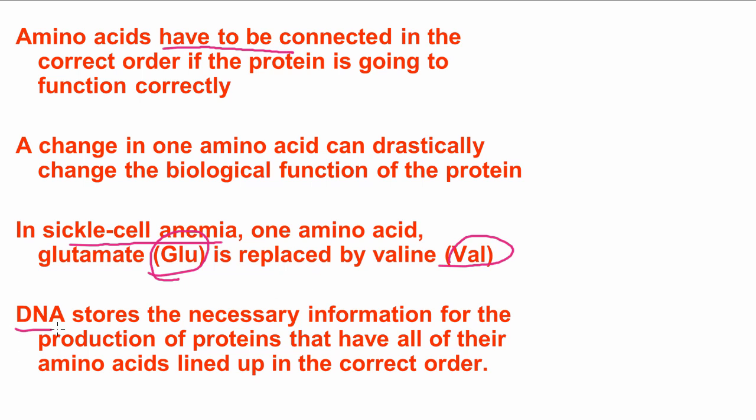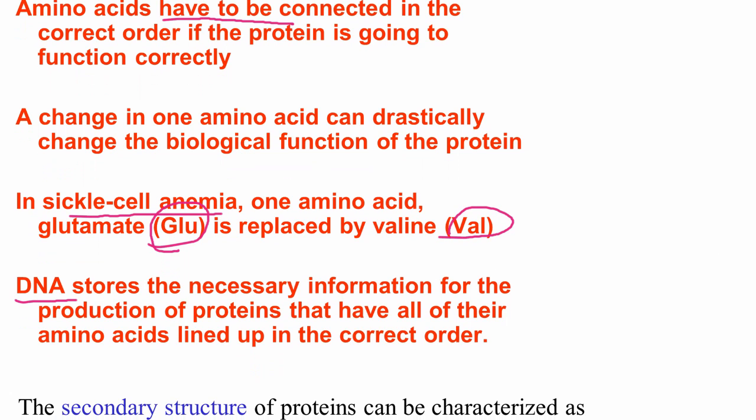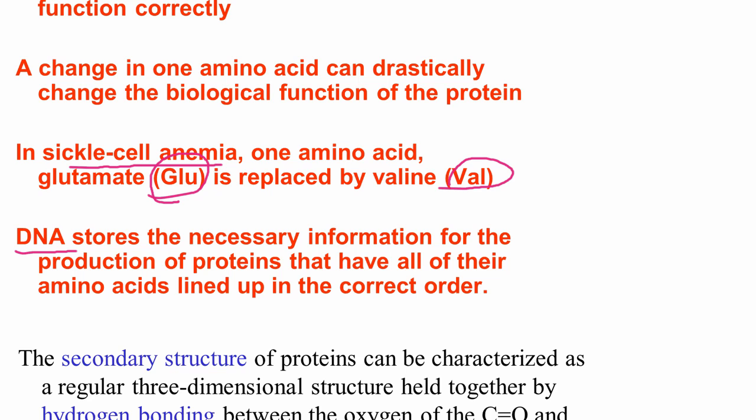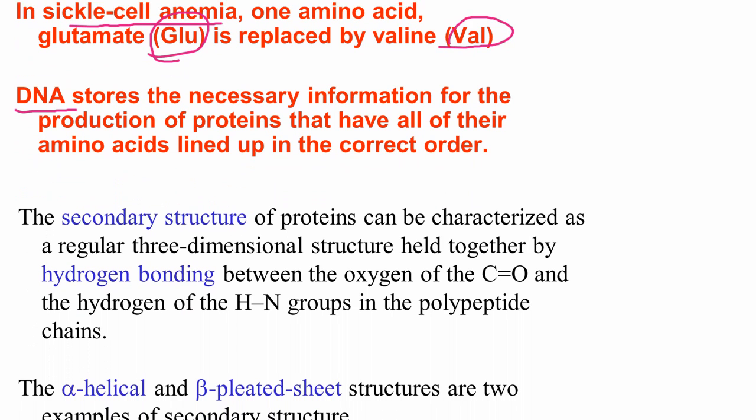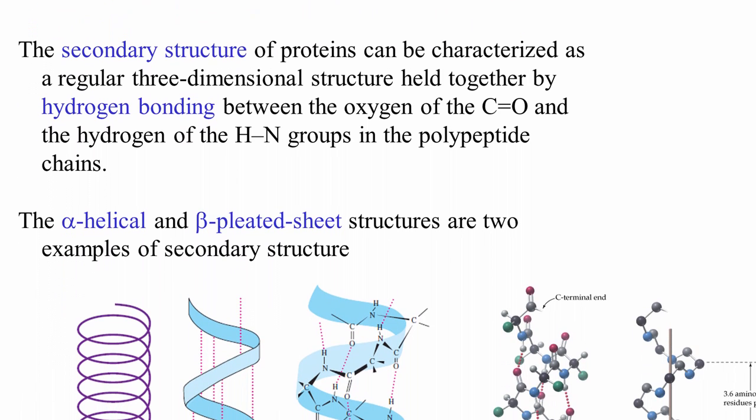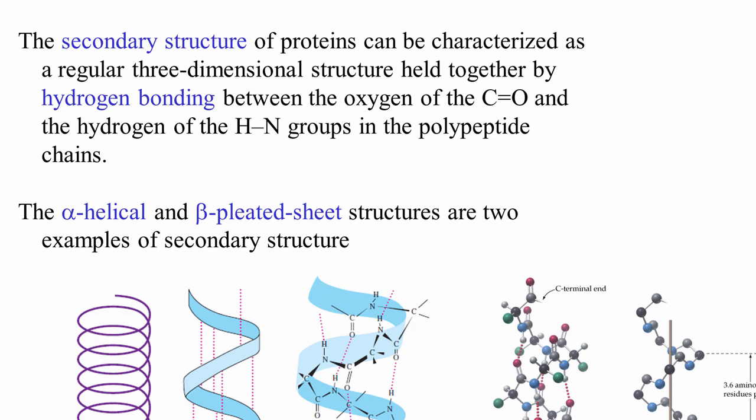So later on, we're going to talk about DNA, and DNA stores all of the information in order for proteins to be produced that have all of the amino acids lined up in the correct order. Now, so we know about the primary structure of proteins. Let's talk a little bit about the secondary structure of proteins.